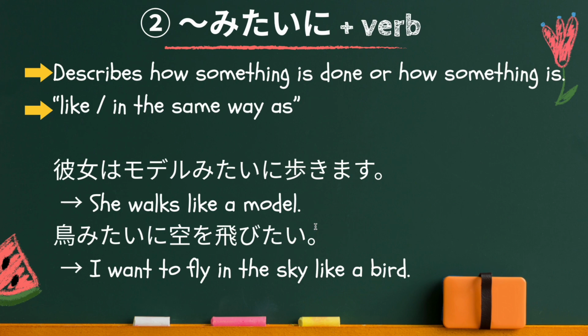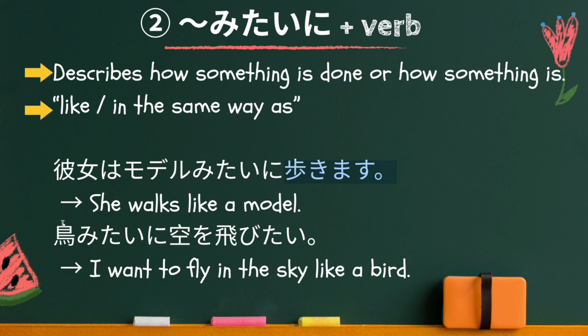Now let's look at the second one. みたいに plus verb and adjectives. It describes how something is done or how something is, meaning like in the same way as. For example, she walks like a model. 彼女はモデルみたいに歩きます。みたいに plus a verb. She walks like a model.